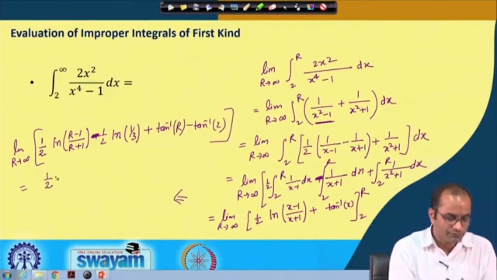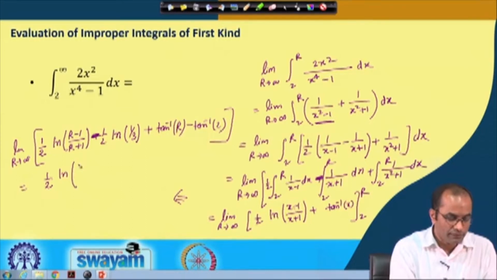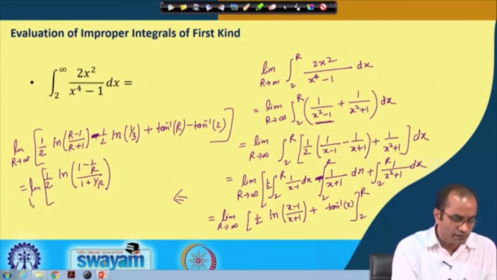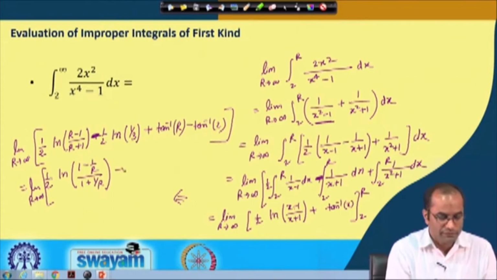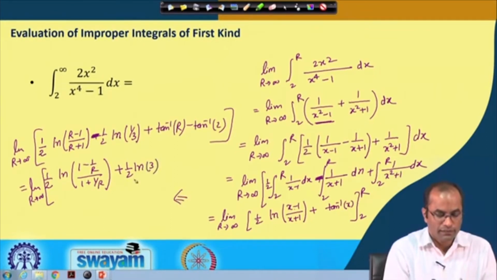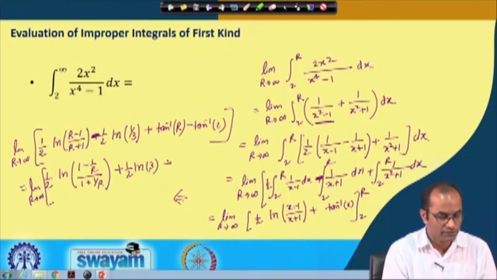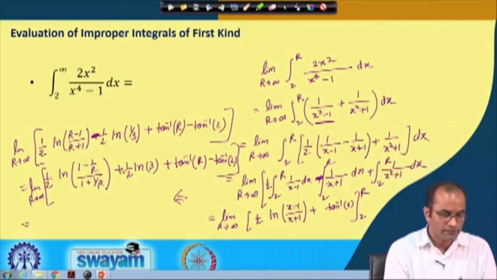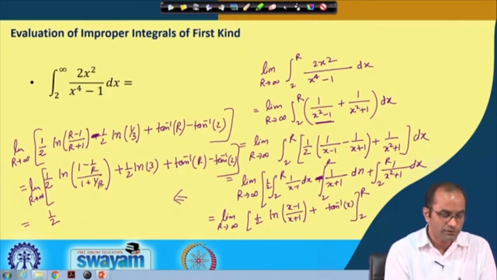So, 1 by 2 and this will be ln of (1 minus 1 over r) over (1 plus 1 over r), still with the limit r to infinity. We can write down plus half ln 3, and then plus tan inverse r minus tan inverse 2. Taking this limit now, we have the half and ln as r tends to infinity. This is 0, this is also going to 0, so we have ln 1, that is 0.